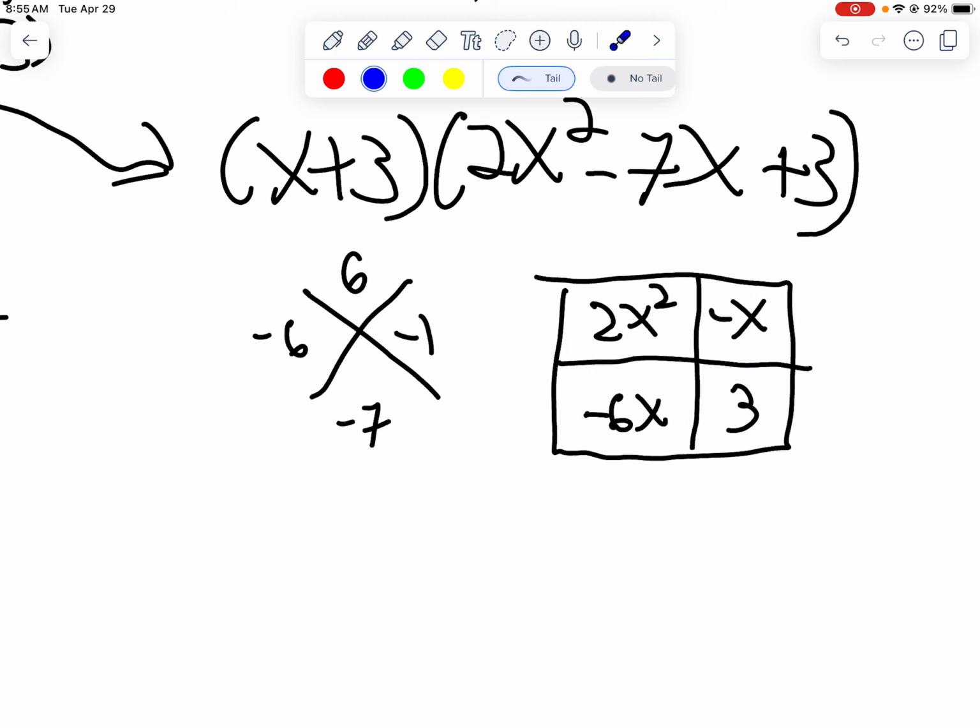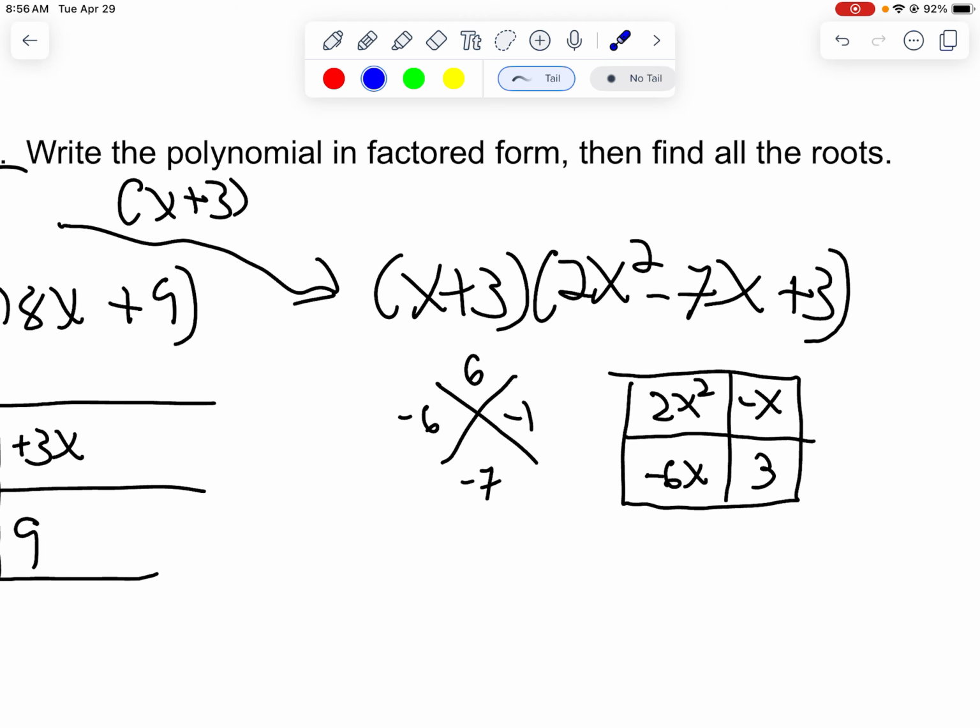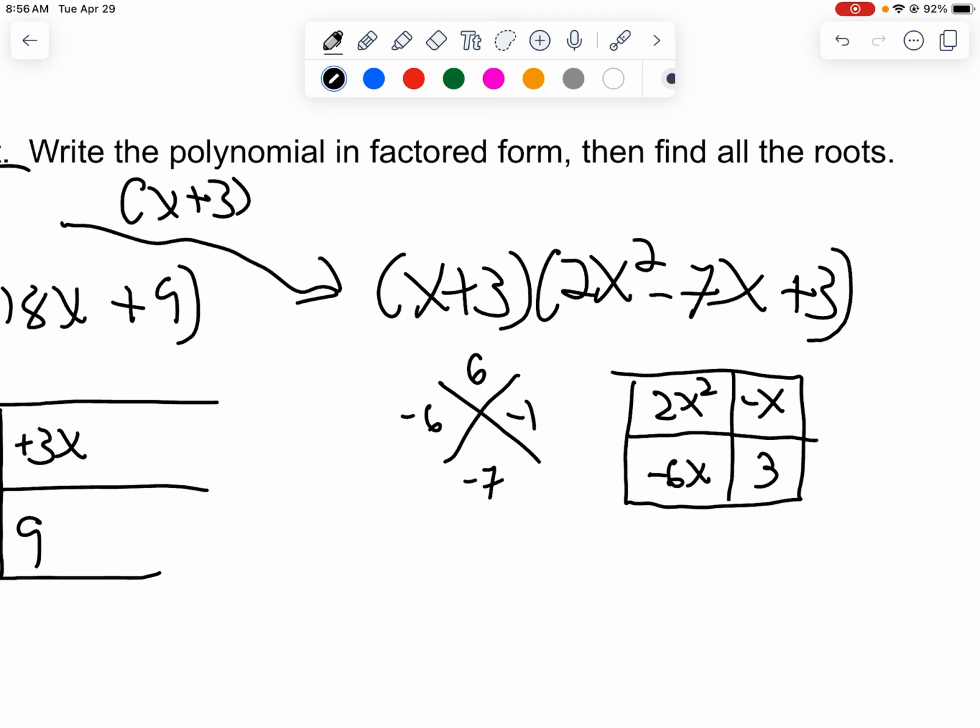And then we GCF. So let's see, what's common to 2x squared and x? You can pull out an x. And then this will be a 2x to give us the 2x squared. And this would have to be a negative 3, so that gives us a negative 6x. x times what gives us negative 1x, and that's going to be negative 1. And then negative 3 times negative 1 is positive 3.